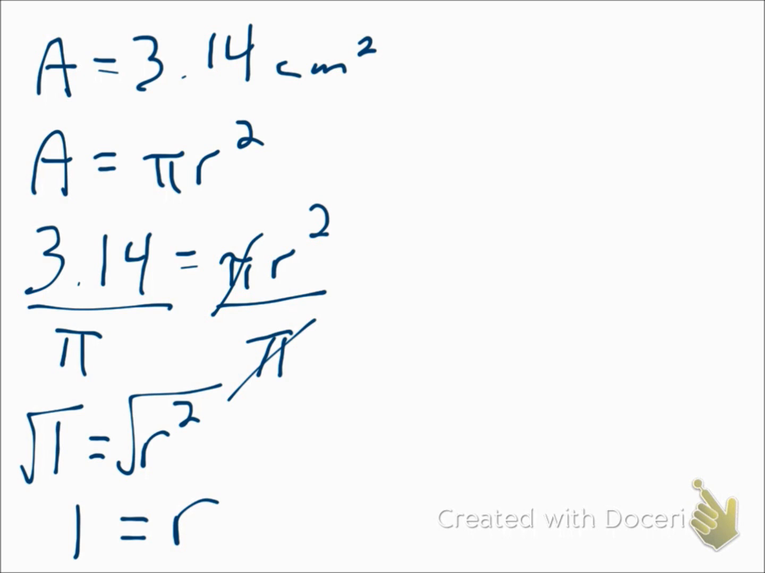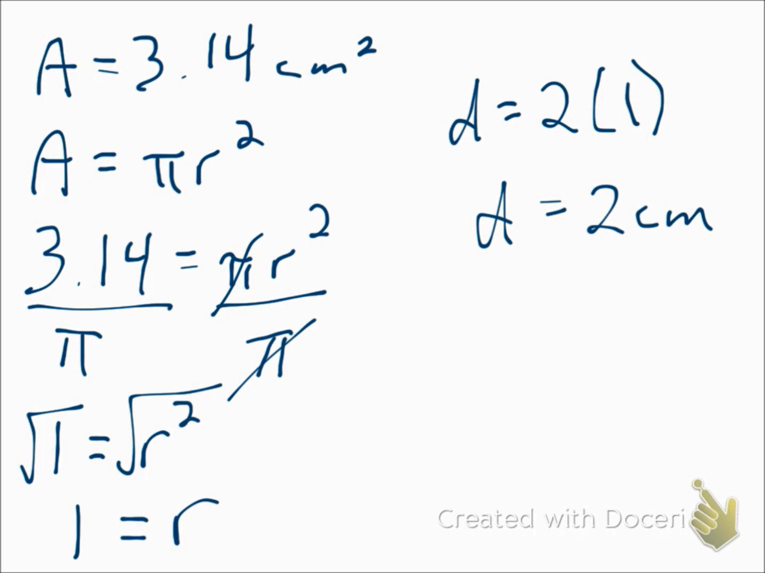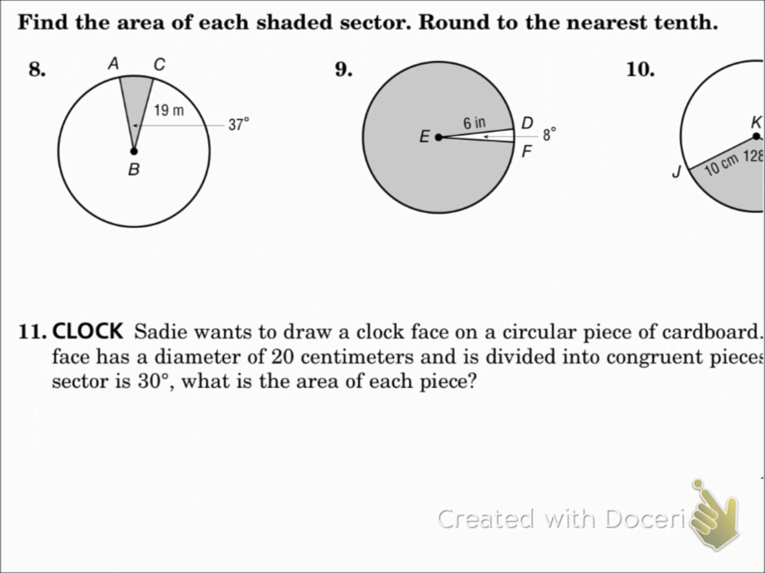Remember, we're looking for the diameter. The diameter is 2 times the radius, and 2 times 1 is 2. So the diameter is 2 centimeters. So use the area formula, substitute in the area, solve for the radius, and double the radius to get your diameter. Find the area of each shaded sector, round to the nearest tenth.